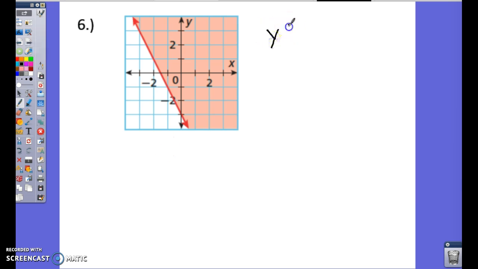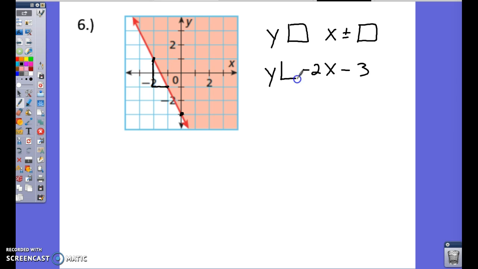We're going to start off by setting it up like this. And it looks like my y-intercept is down here at -3. So I can fill in this much. It looks like my slope is, I'm going to pick this point here and this point here. So I'm going down 2 and over 1. So that would give me a slope of -2.